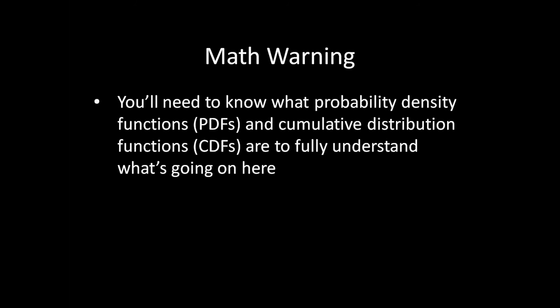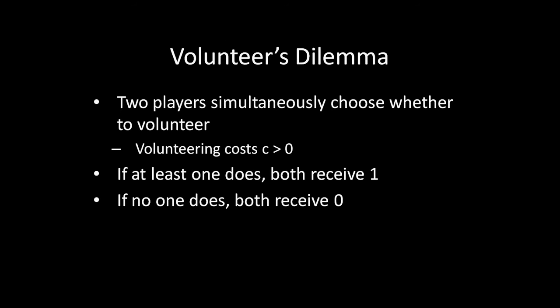Okay, so that aside, let's get to the game. This is going to be a volunteer's dilemma. Maybe you've seen this before. 2 players simultaneously choose whether to volunteer or not. Volunteering is costly. You have to pay some amount C greater than 0. If at least one player volunteers, then both receive some sort of benefit, which we standardize at value 1. If no one volunteers, then both players receive a value of 0. They don't get that benefit from someone volunteering.